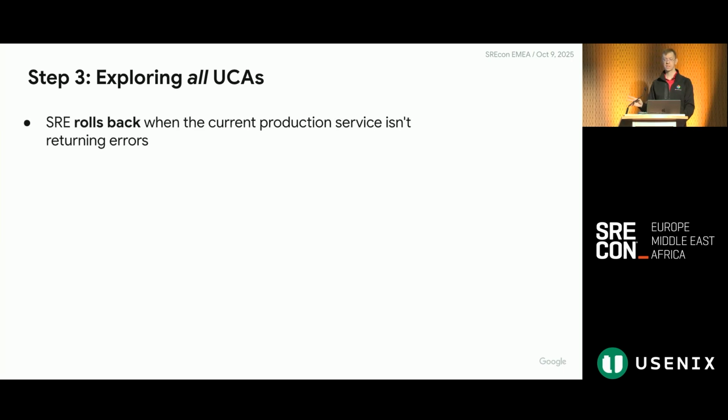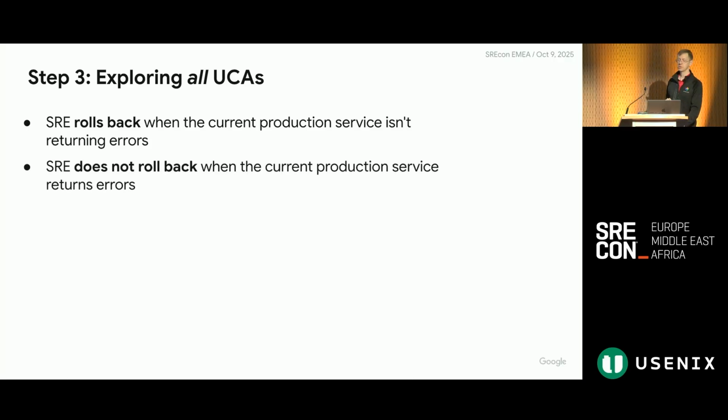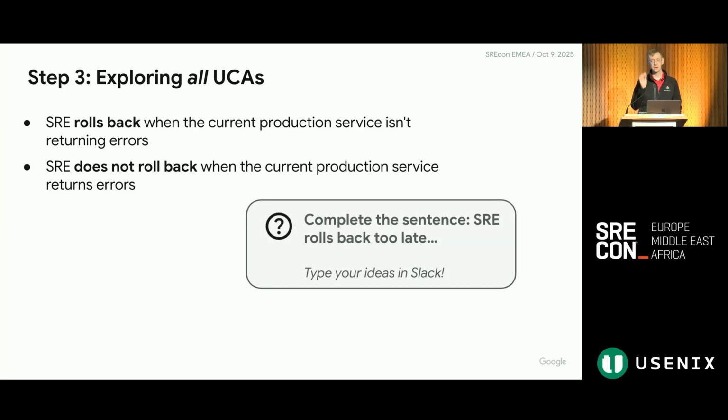We've talked about UCAs where you take an action. It's unsafe to roll back when the current production service isn't returning errors. We've talked about UCAs where you don't take an action. It's unsafe if you don't roll back when the current production service is returning errors. Does anybody want to take a guess at a UCA where the SRE rolls back too late? Maybe type your answer here.